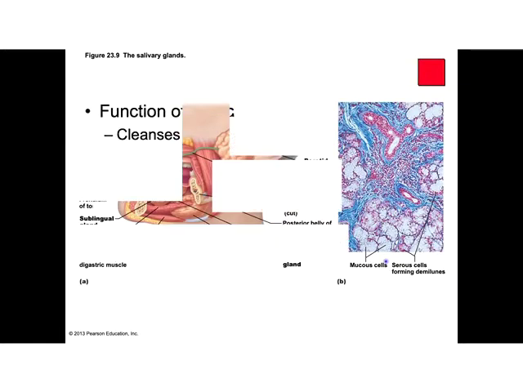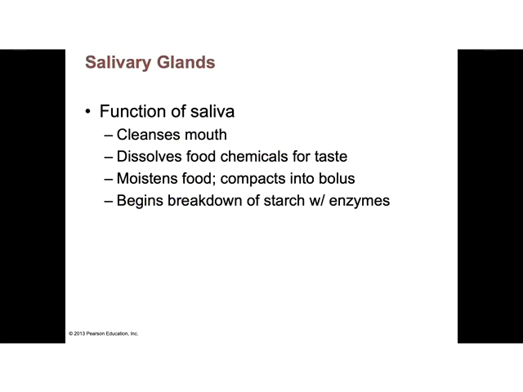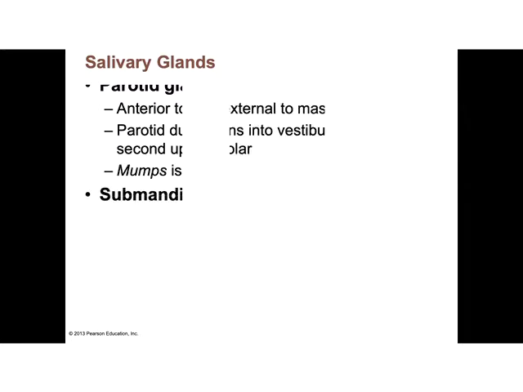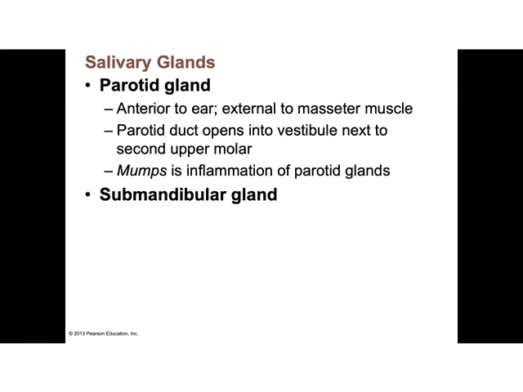What does saliva do? Well, several things, right? It retards pathogen growth because it contains antibody, IgA antibody. It has antimicrobials in it, such as lysozyme. It also lubricates the food, and it also contains enzymes that begin the breakdown of nutrients, such as starch and fat. Okay? The parotid gland is anterior to the ear and external to the masseter, and its duct opens in a vestibule near the second upper molar.